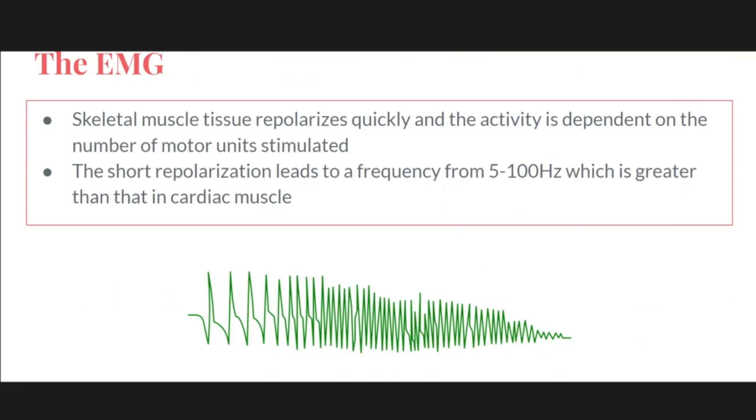And then there's the EMG. Skeletal muscle tissue does repolarize very quickly, and the activity is dependent on the number of motor units stimulated. So this frequency is a lot higher than that in cardiac muscle because of the short repolarization.